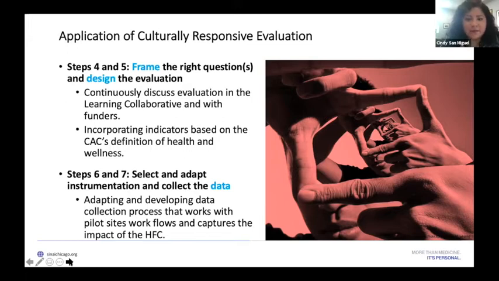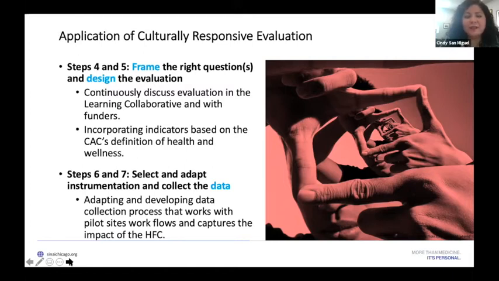Steps 6 and 7, select and adapt instrumentation and collect the data. And so as you can imagine, and as I mentioned, there's a lot of different pilot sites, and some of the projects that I described might seem very unique and the overlap might not be as obvious upon first examination. So we've done a lot of work and have had constant communication with the pilot sites to think about, what's the collective impact? How do we standardize collection of data across the 8 different health centers that are involved in this project.